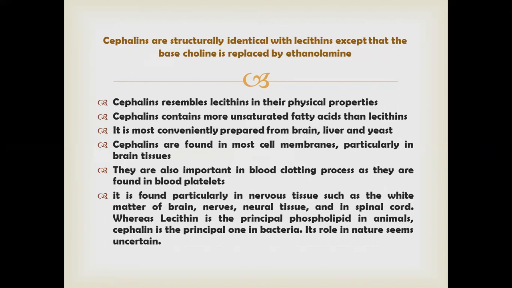Different studies have proved that cephalins are found particularly in nerve tissue, such as the white matter of brain, nerves, neural tissue, and in spinal cord. Whereas lecithin is the principal phospholipid in animals, cephalin is the principal phospholipid in bacteria. So, what is particularly the role of cephalin in bacteria? It seems to be uncertain and not very clear.